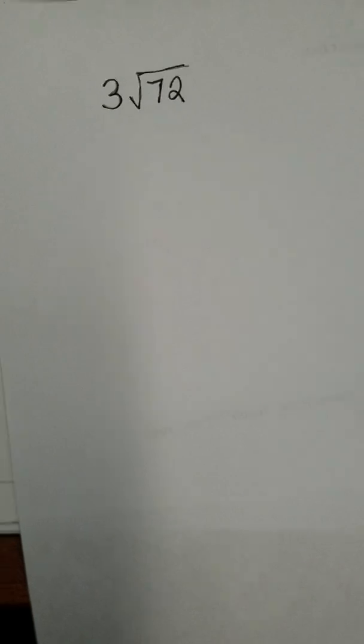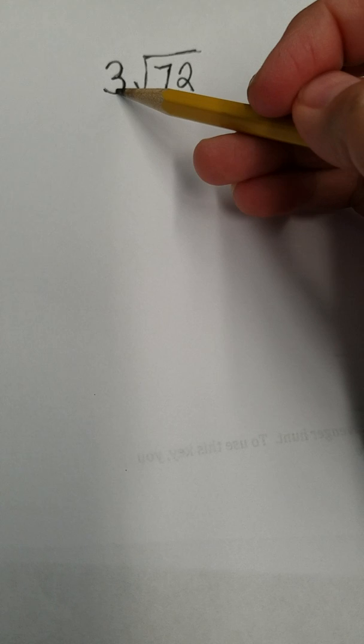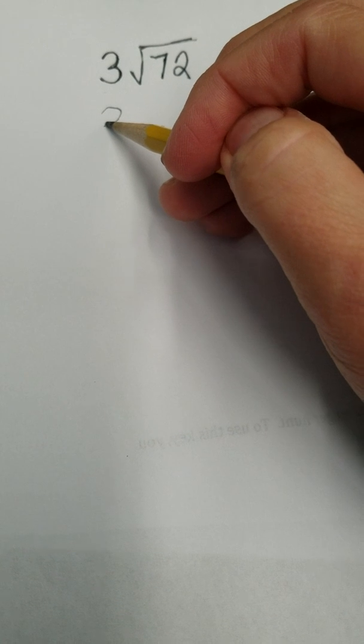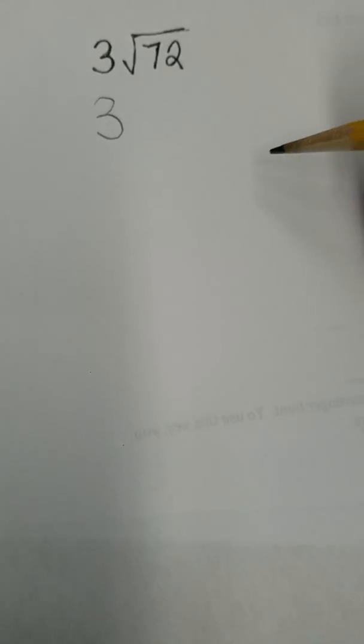Short video on just simplifying radicals. Let's take this one. The 3 outside of the radical is called the coefficient. We're just going to bring him down. We can't do anything to him now. He's a whole number. We're going to leave him be.